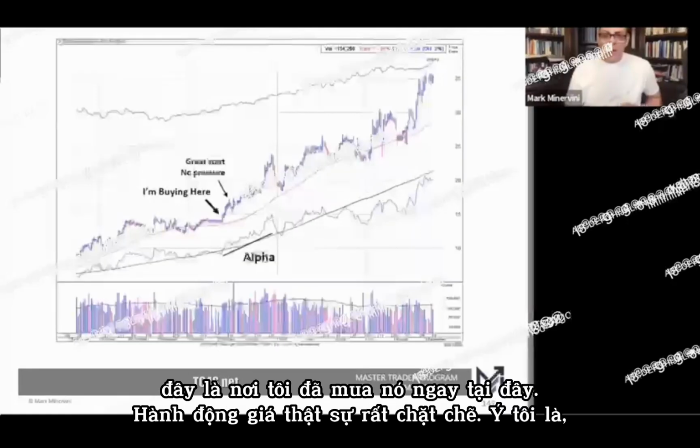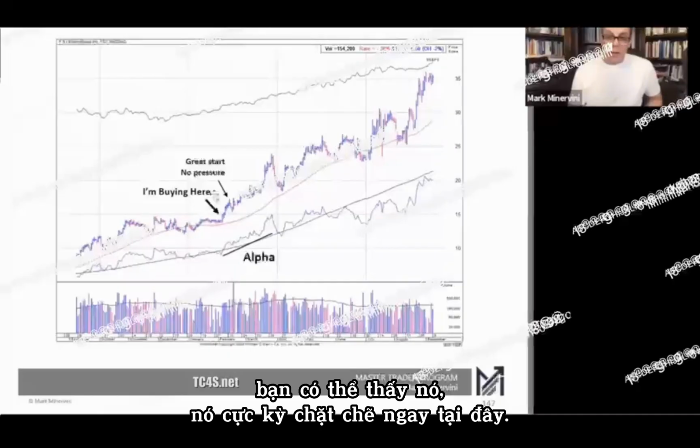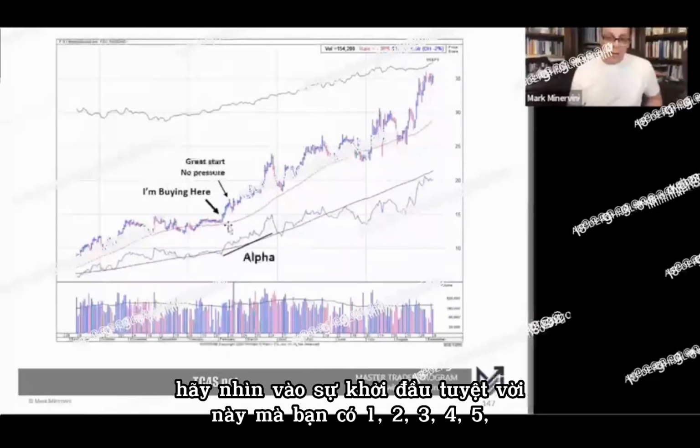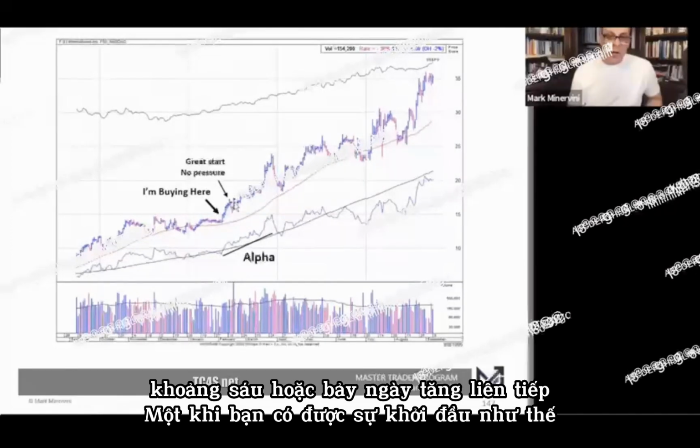I'll show you the daily. This is where I was buying it right here. And this really sticks out. I mean, you can see it's incredibly tight right here. There's just no volatility whatsoever. And again, look at this wonderful start that you have. 1, 2, 3, 4, 5. It's like 6 or 7 days up.